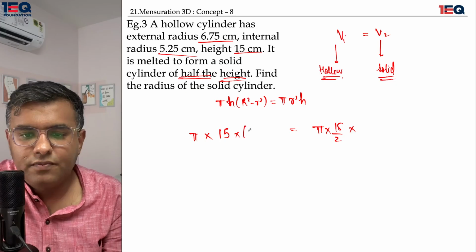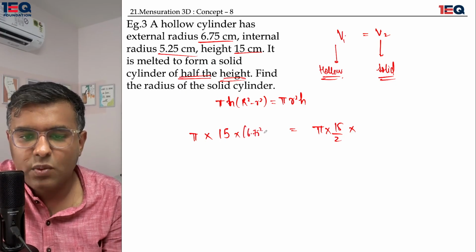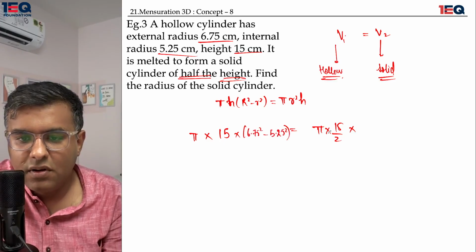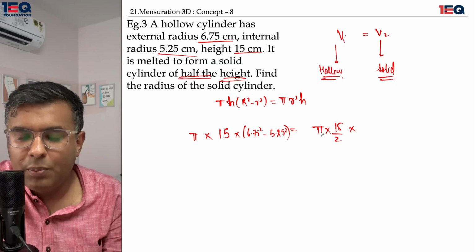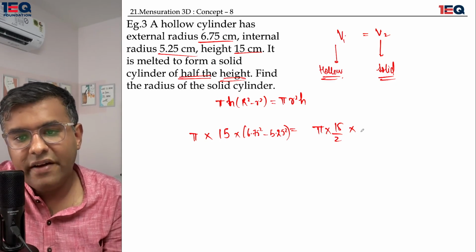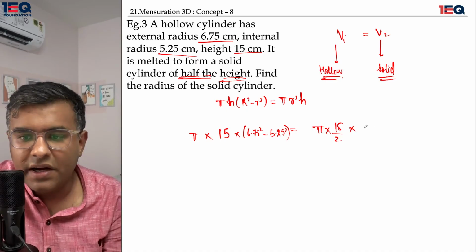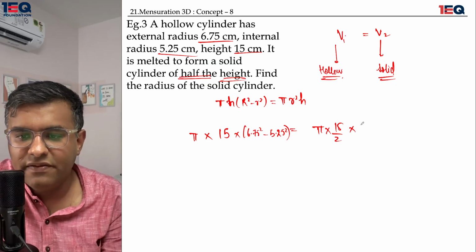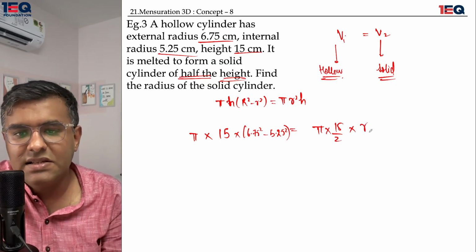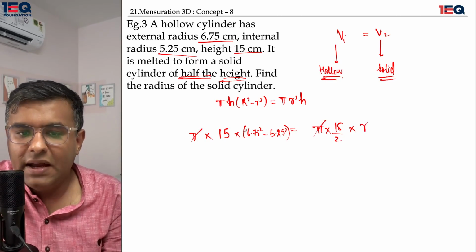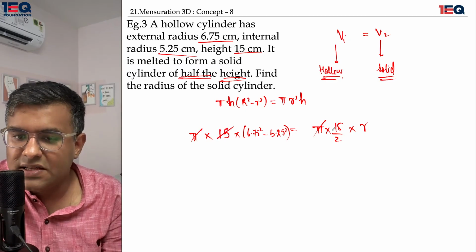Capital R square, 6.75 square minus 5.25 square. This is going to be pi multiplied by 15 by 2 multiplied by, we already have h. Do we have the radius? No, we don't have the radius of the solid cylinder, which we need to actually find out. So I'll let this remain as r. So pi gets cancelled with pi, 15 gets cancelled with 15.